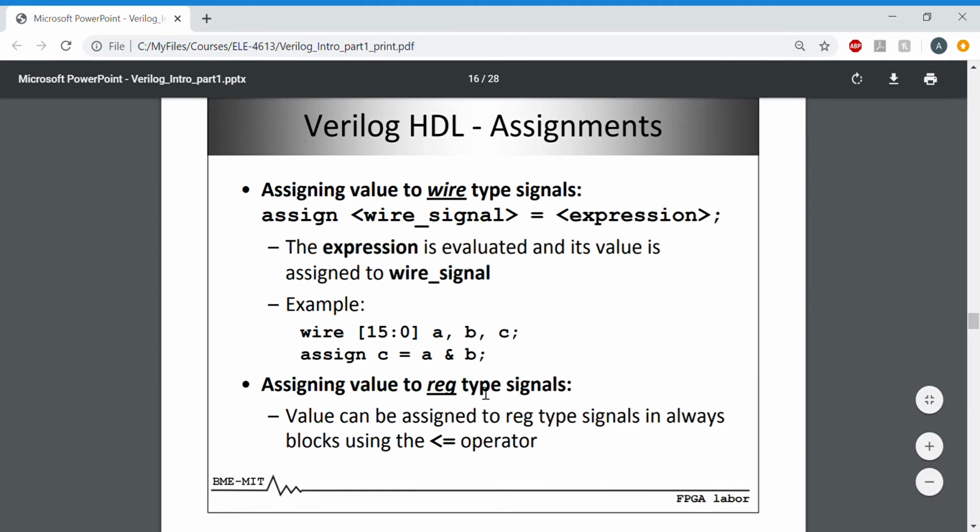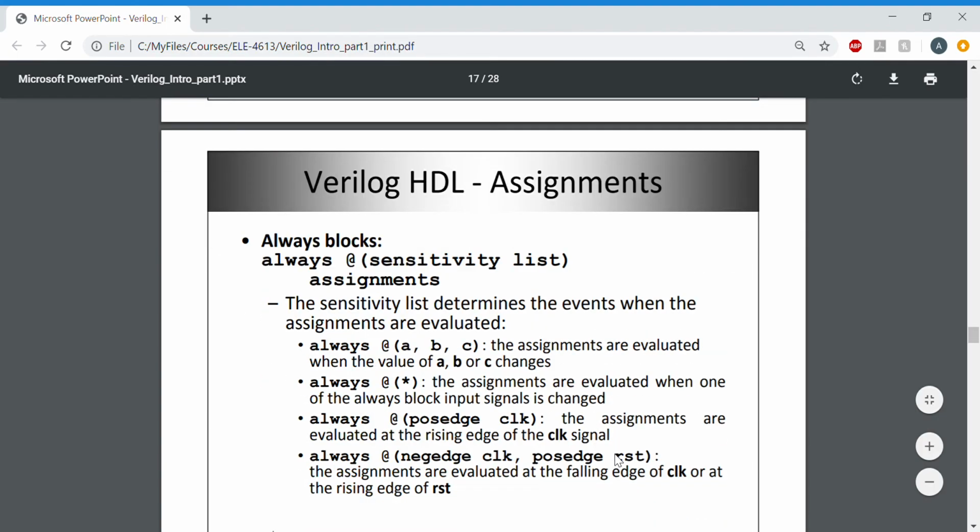Assigning value to reg type signals. Value can be assigned to reg type signals in always blocks using this operator. So you cannot use the assign keyword to assign values to reg, only to wires. For reg, you do it in always blocks, and we will understand what an always block is later.